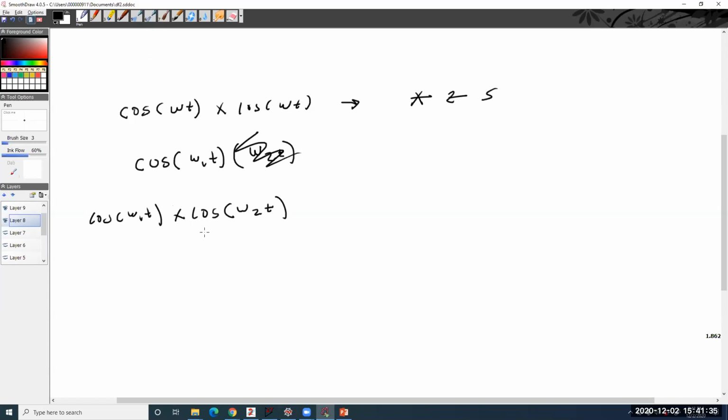When you multiply things together, it changes the frequency of the spectrum, all right? So if I have, if I convolve these two signals, right?